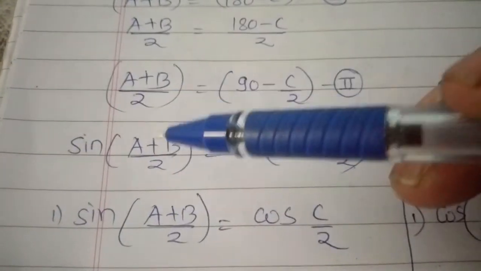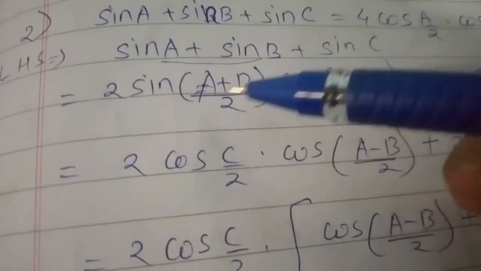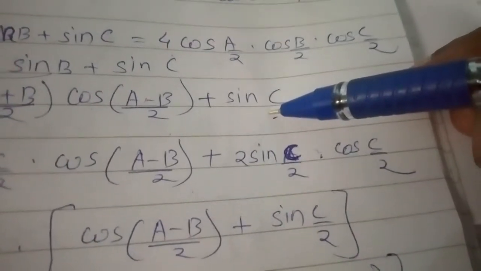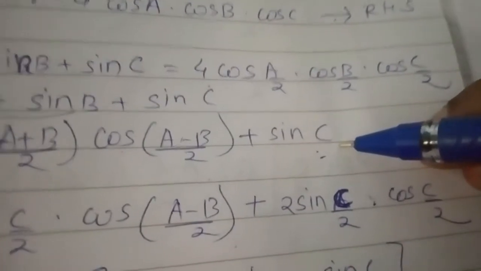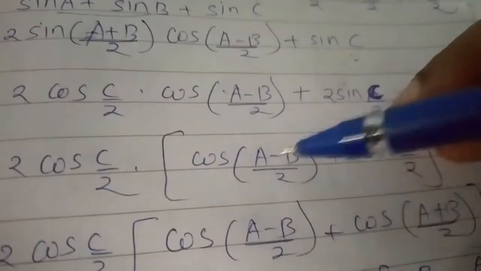See the formula: sin((a+b)/2) is nothing but cos(c/2). So we apply here sin((a+b)/2) equals cos(c/2), and cos((a−b)/2) as it is. And you know the formula for sin 2θ, that is 2 sin θ cos θ. Here we apply the half angle formula, so sin c equals 2 sin(c/2) cos(c/2). So 2 cos(c/2) cos((a−b)/2) plus sin c.